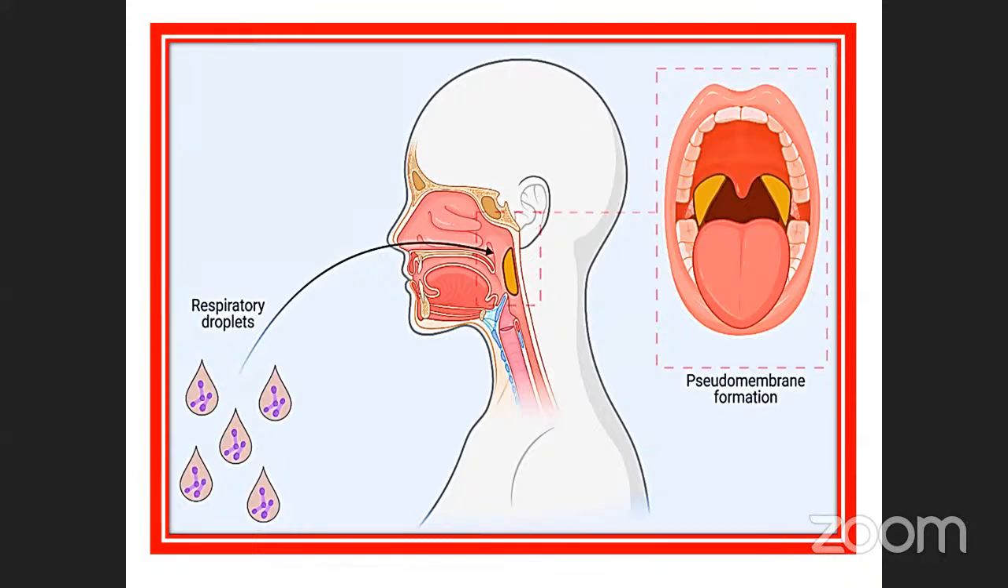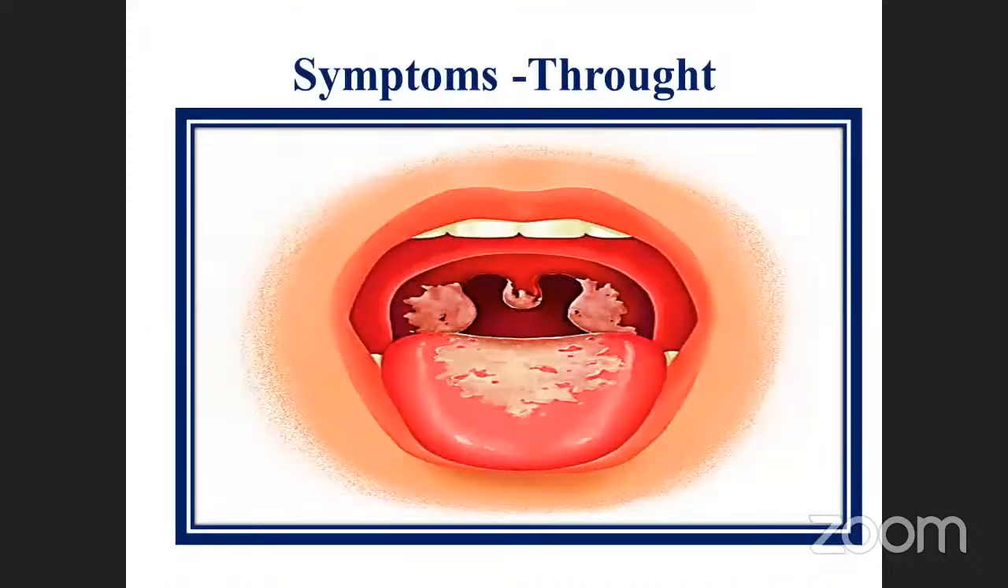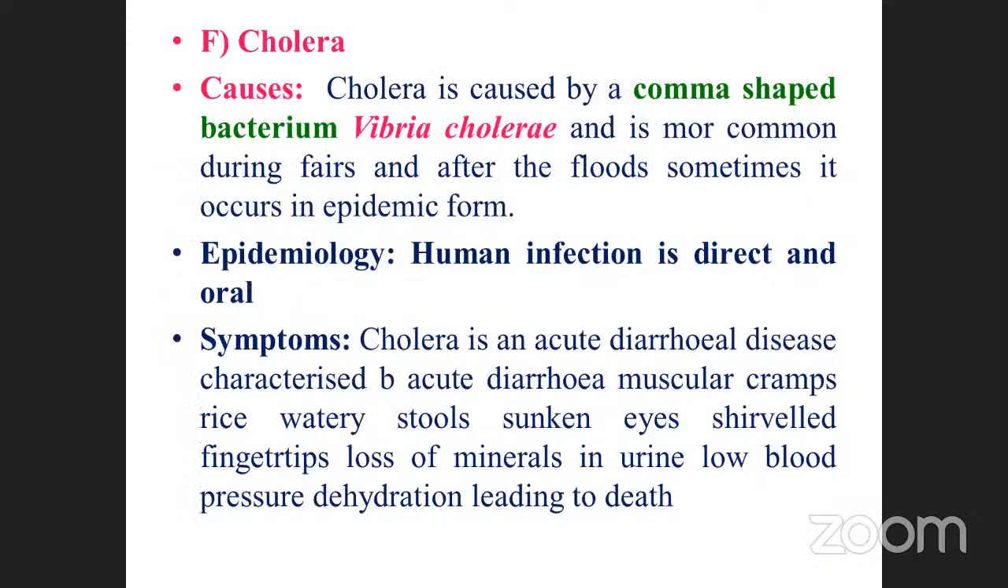Here this is the yellow color. This is the throat infection, and also inside the tonsil, pseudomembrane formation takes place. See, this is the structure; your tongue looks like this. These are the things: pseudomembrane due to Corynebacterium diphtheriae.